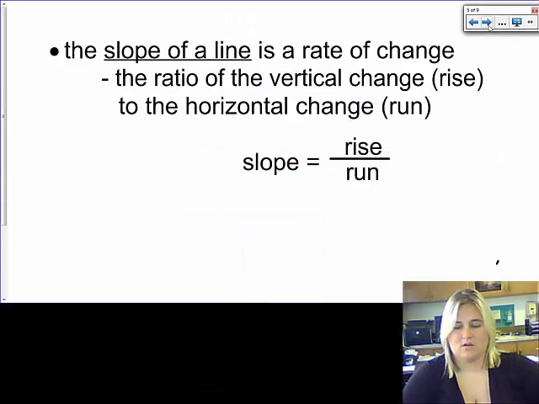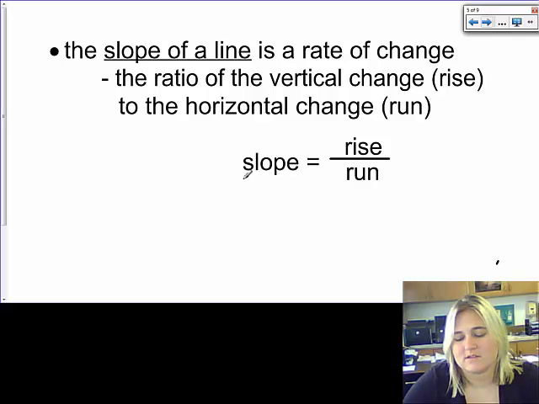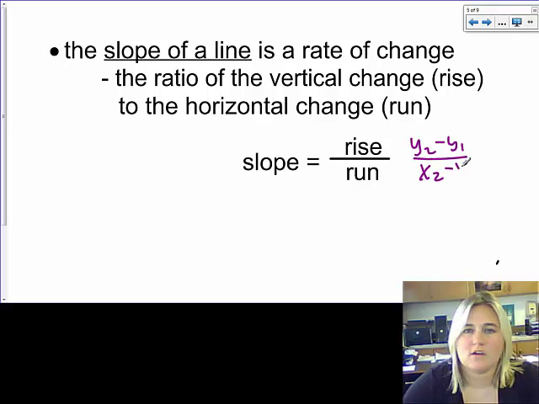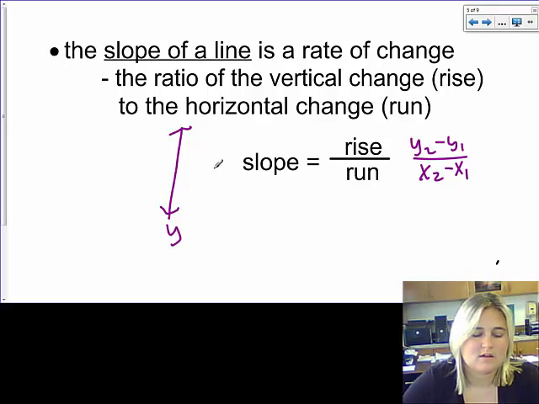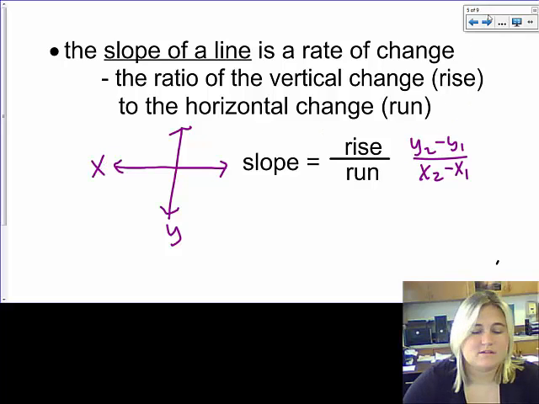The slope of a line is a rate of change, the ratio of the vertical change or rise to the horizontal change or the run. We know that slope is always talked about as rise over run, which is why for our formula we have y sub 2 minus y sub 1 over x sub 2 minus x sub 1, because when we look at a graph, the rise is the y, that's the vertical. And the run is left to right, and that's our x. So that's where this is coming from.